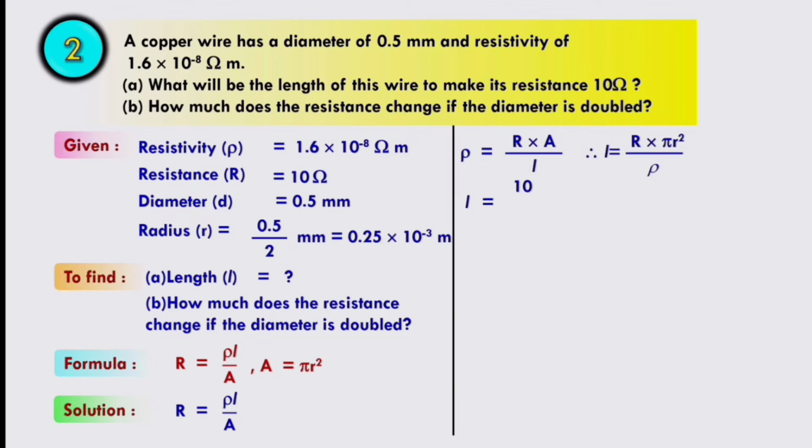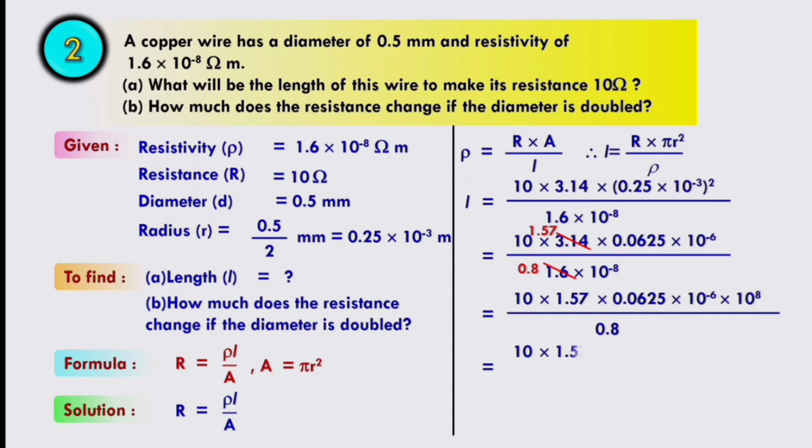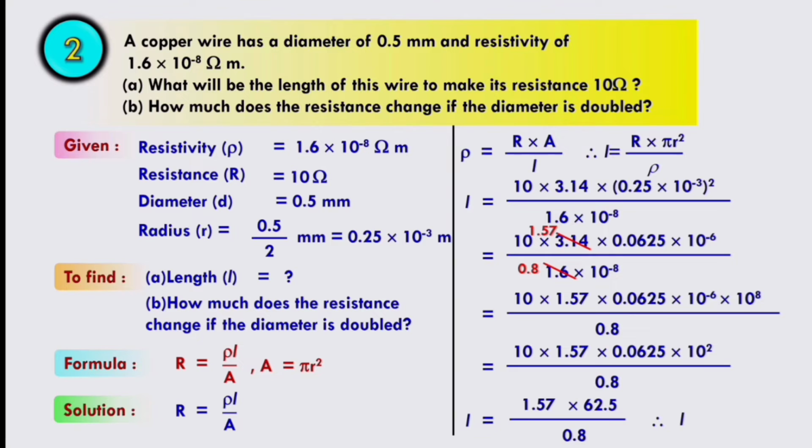Now put the values. For resistance R it is 10, into pi is 3.14, and we know that the radius is 0.25 into 10 to the power minus 3 whole square. Okay, and what is the resistivity? 1.6 into 10 to the power minus 8. So after calculating it we will get the value for length. Guys, start doing this calculation by yourself. Definitely I am helping you, but you have to try it by yourself, okay? So after doing the calculation, we will get the length L equal to 122.65 meter.